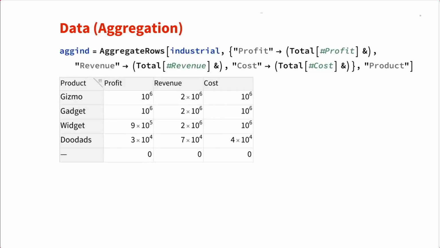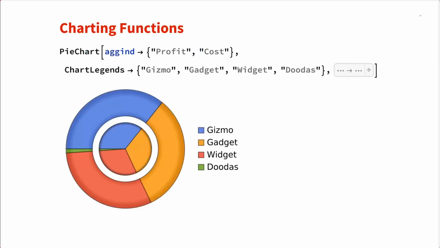Using a tabular transformation function, we can aggregate the profit, revenue, and cost columns by product using an aggregation function. In this case, we are using the same function for all columns. Okay, now we are ready to use this form of data in our charts. Let's start with a pie chart.